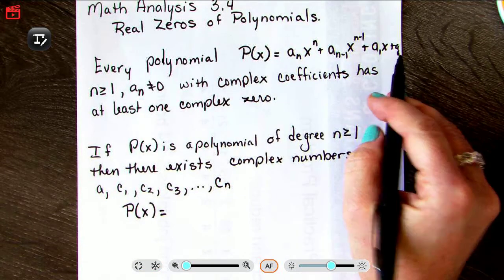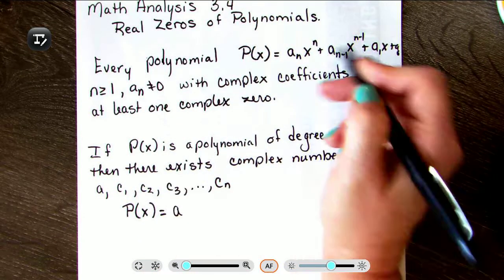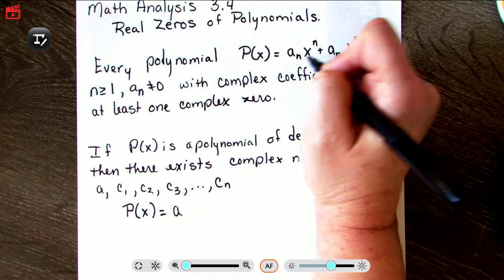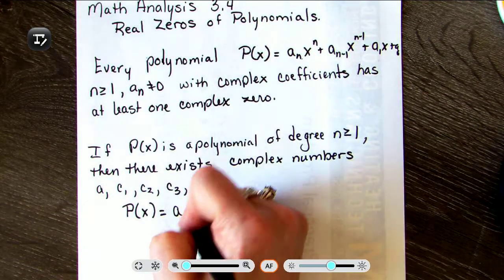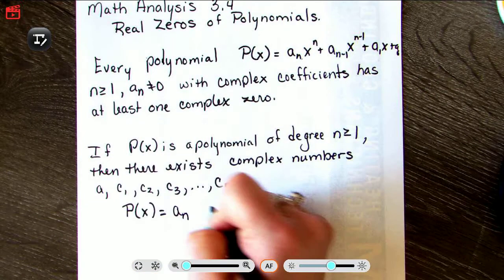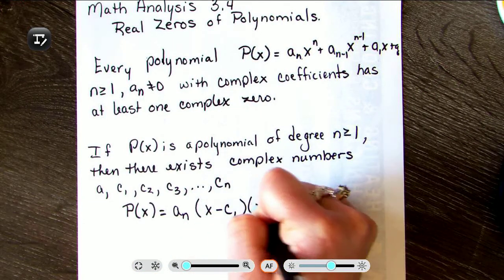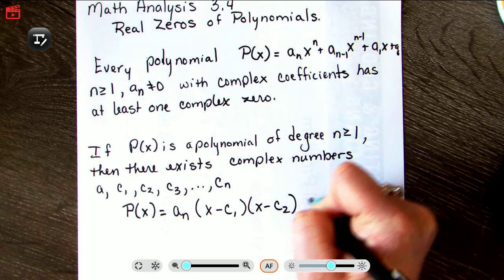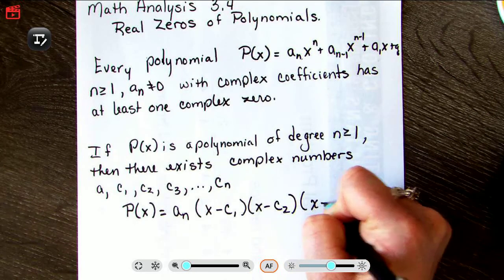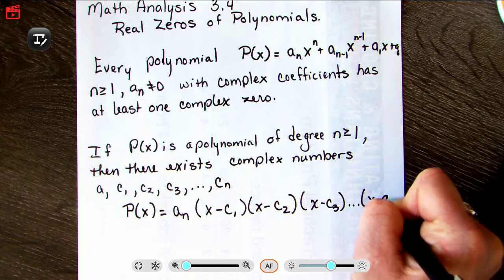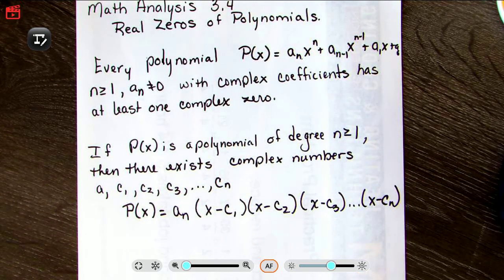this function in the form, so pull that a sub n out, or that a out, and this a is going to be that a sub n. Maybe I'll just write that a sub n in there. And we could write it as x minus c1, x minus c2, and so forth. In other words, we can factor it into linear pieces. Now, it does not say that these are all different.